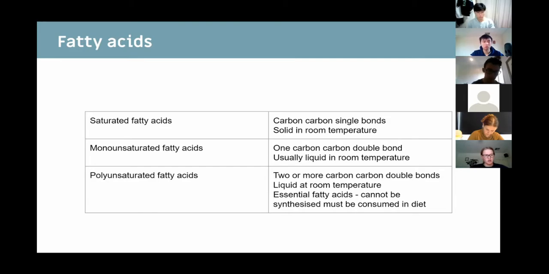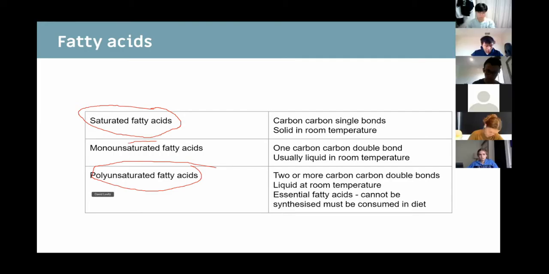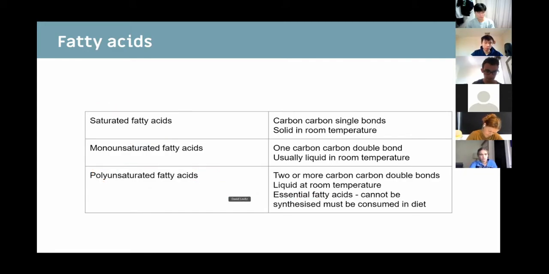Fatty acids, 3 types. Everyone's done chem, so you might remember. Saturated, they're only carbon-carbon single bonds. Monounsaturated, which is 1 carbon-carbon double bond. Polyunsaturated, clinically significant, 2 or more carbon double bonds. Essential fatty acids are polyunsaturated fatty acids that cannot be synthesized and must be consumed in the diet. Next slide.